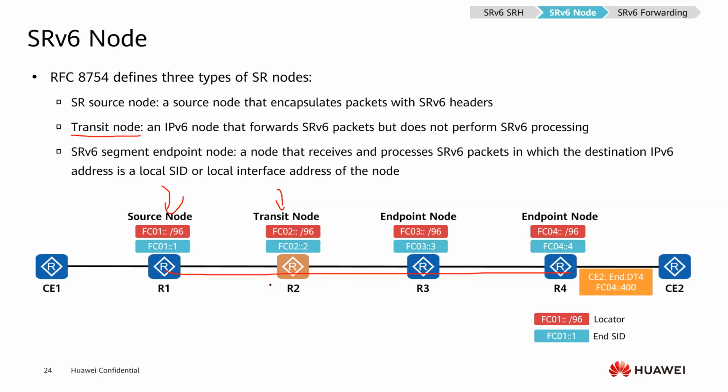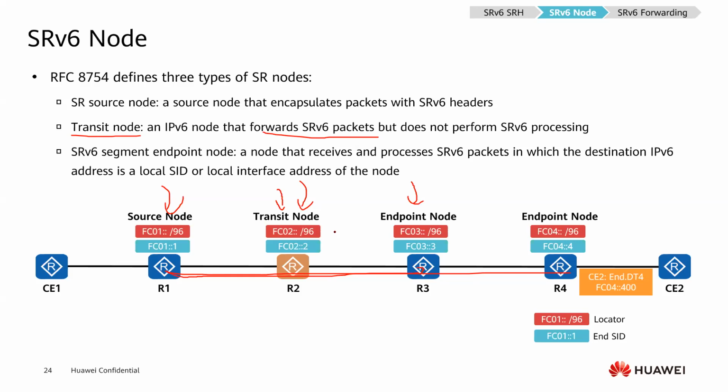I only do the forwarding. For example, I only forward the SRv6 packet, but do not perform the SRv6 processing. I will not change any information for SRv6. I only forward to the next endpoint node based on the destination IPv6 address. That's all. This is a transit node.